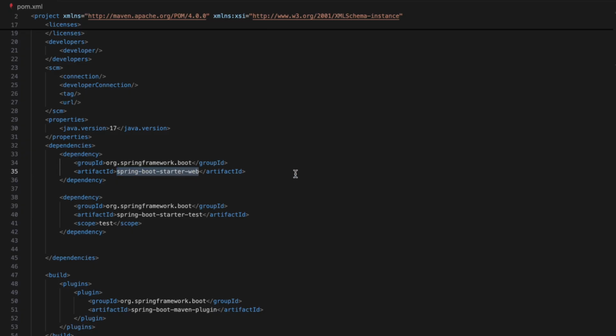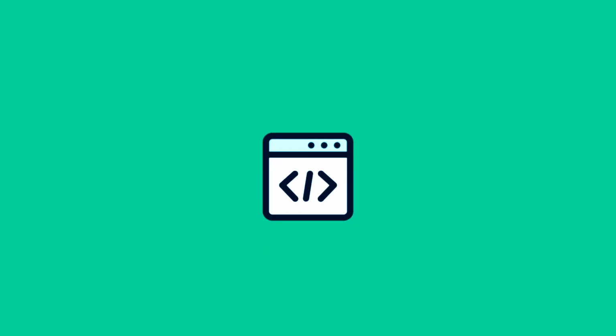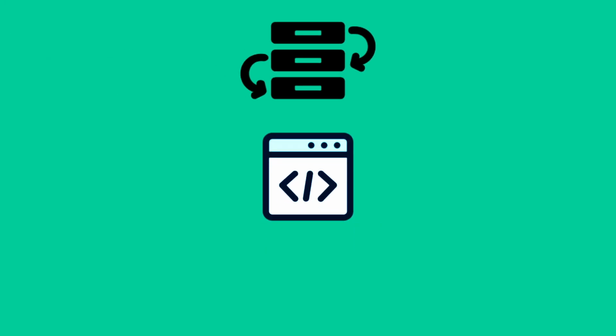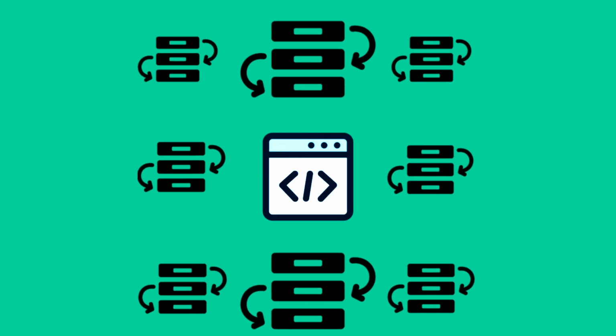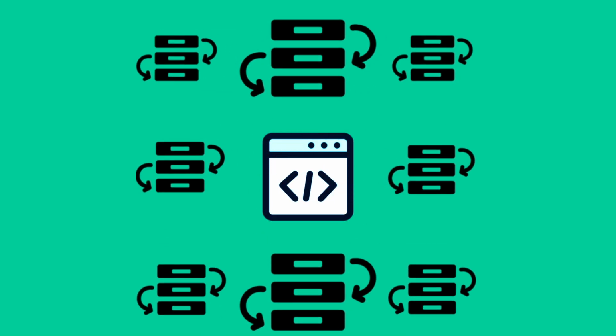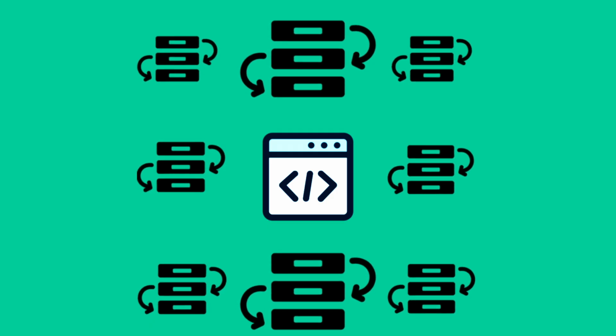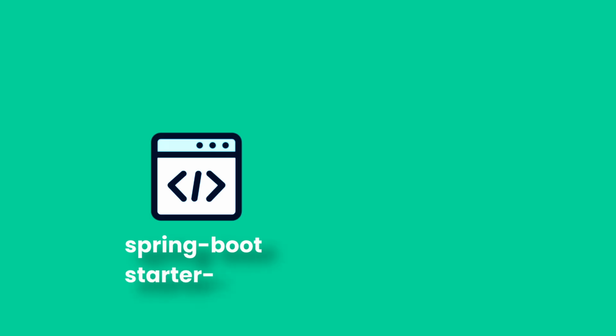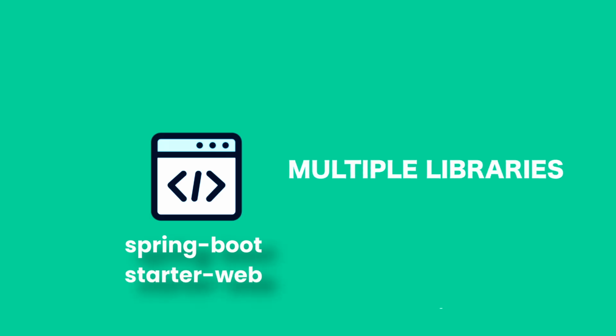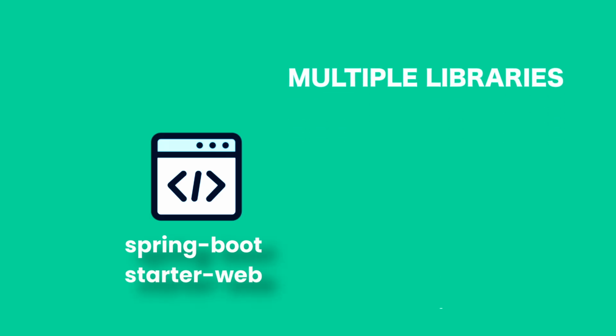Well, that's where Spring Boot really helps us out. When you're building a web application, you don't just need one library. You need a whole set of tools working together behind the scenes. And instead of making you add them one by one, Spring Boot gives you this starter package, which is really a bundle of multiple libraries already wired up to work together.